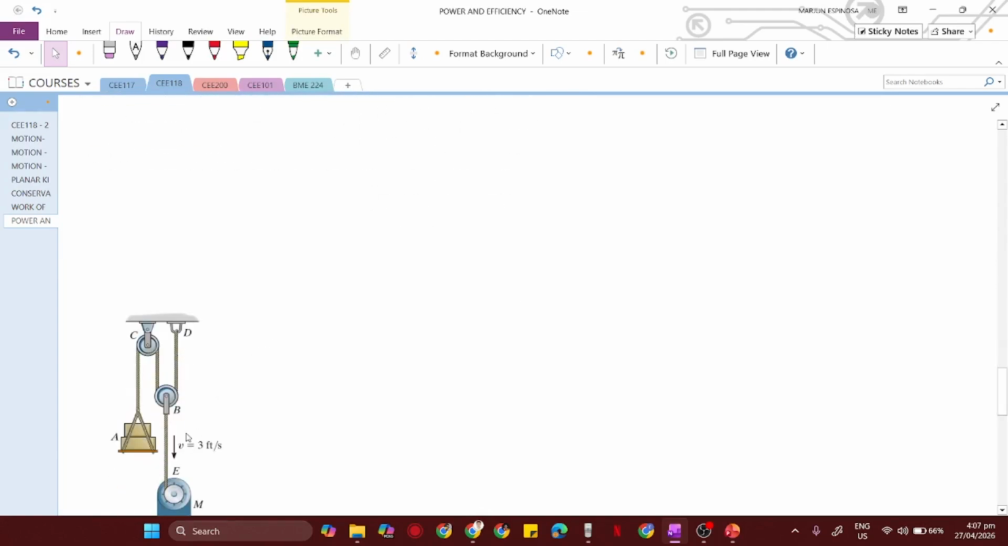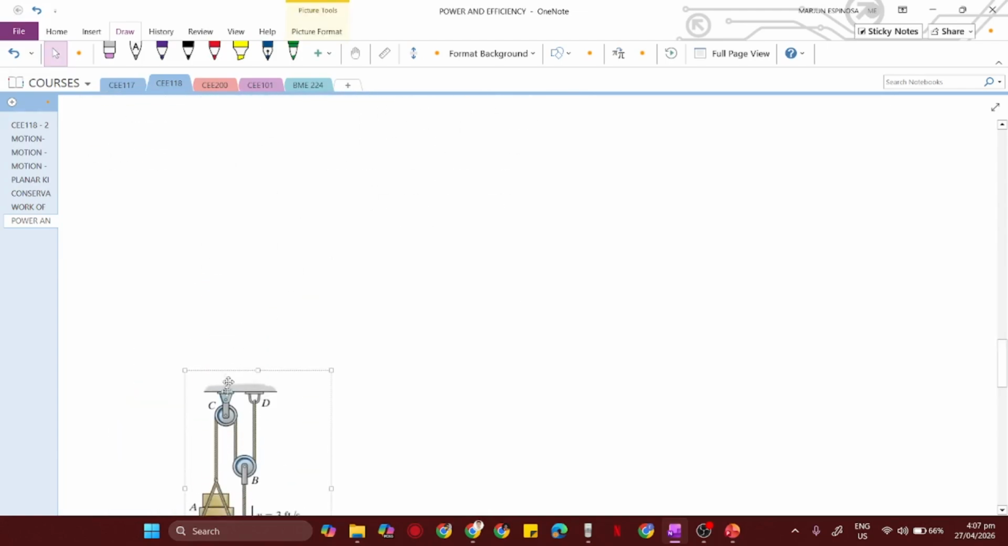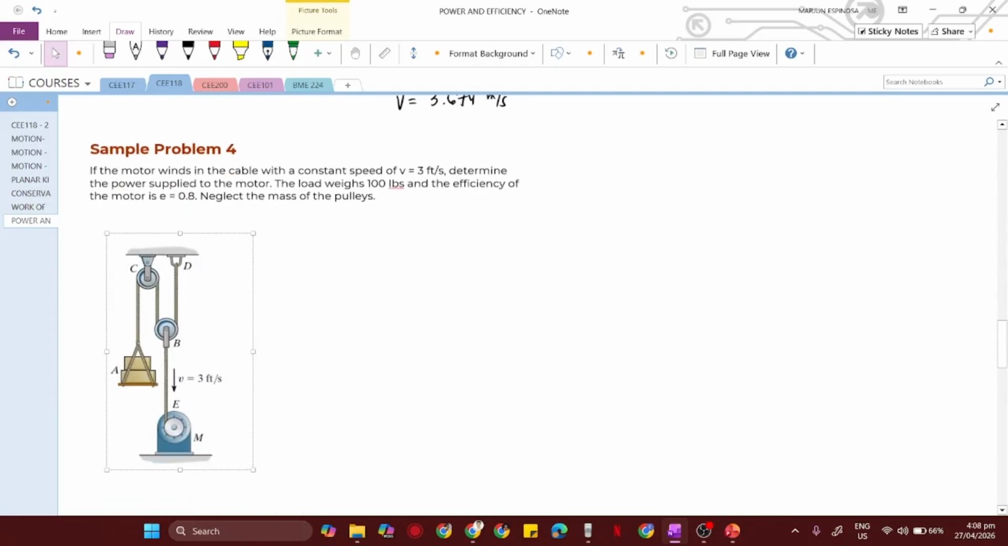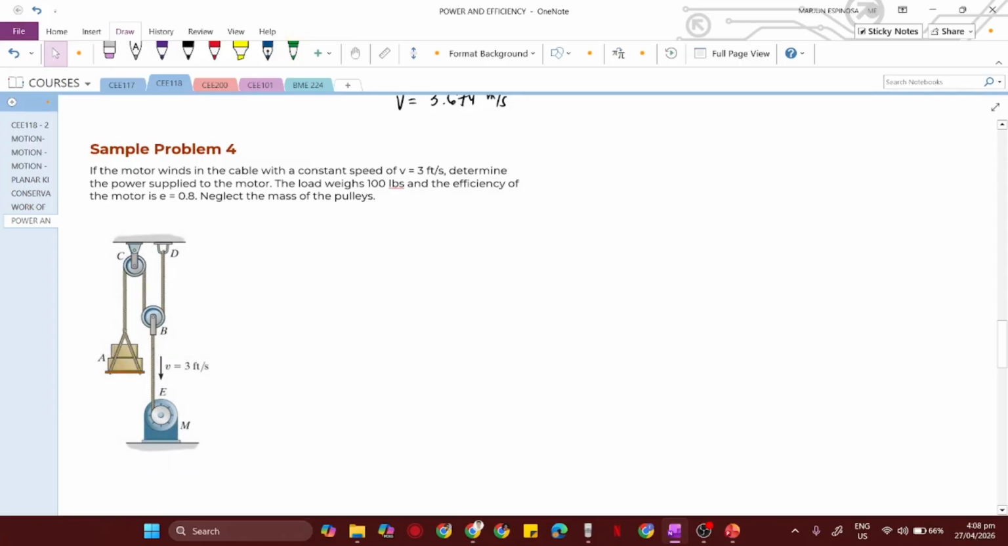So, can we proceed with problem number 4? Okay, problem number 4 tayo. If the motor winds in the cable with a constant speed of 3 feet per second, determine the power supplied to the motor. The load weighs 100 pounds and the efficiency of the motor is given to be 0.8. Neglect the mass of the pulley. Okay.